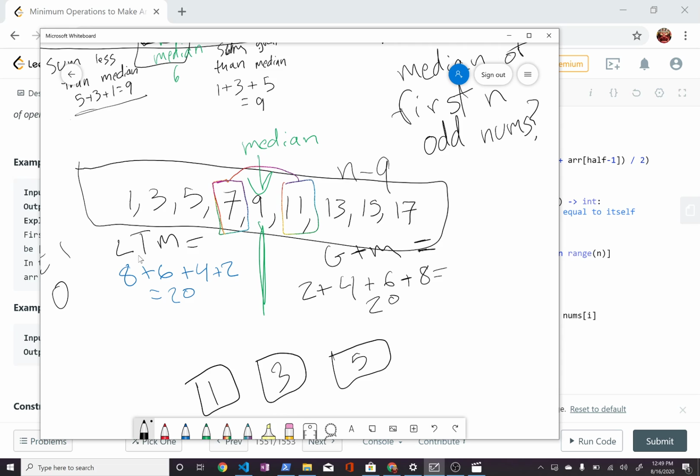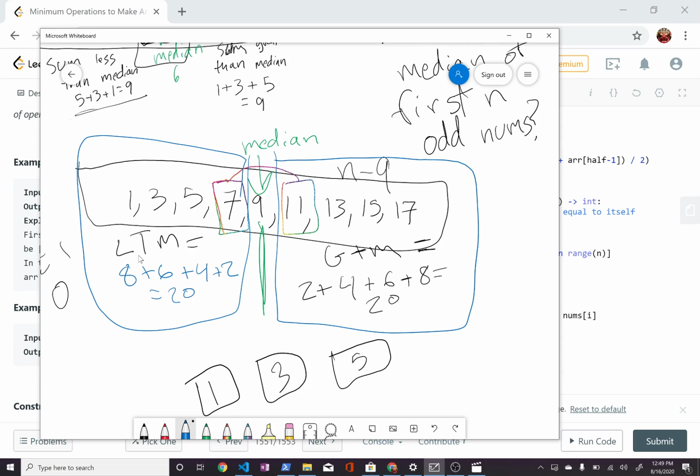We sum up the difference between all the values on the left-hand side and the median. And then we do the same thing with the right-hand side. And there what we find is they are balanced. So 2 plus 4 plus 6 plus 8 for a total of 20. And just the reverse for the left-hand side. 8 plus 6 plus 4 plus 2, total of 20.